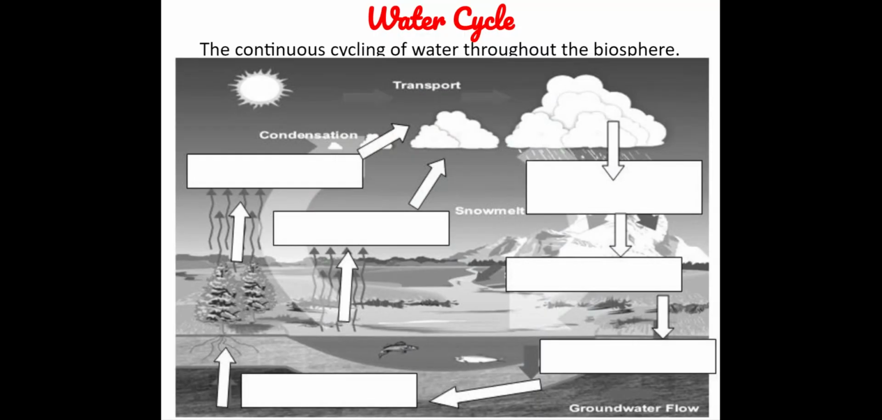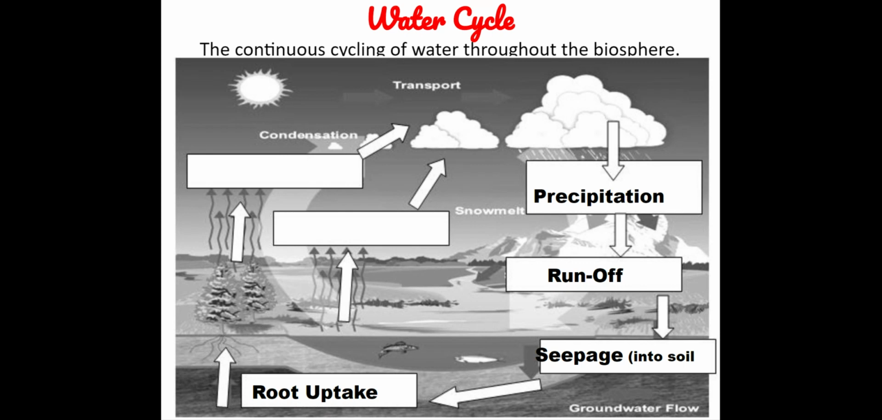The first cycle is the water cycle. So this is how water moves through the biosphere. It's going to precipitate onto the land, so this is through rain. It's then going to run off either into various bodies of water or it's going to seep into the soil. When it seeps into the soil, plants are going to take in that water and then water will return to the atmosphere through evaporation or through the plants.